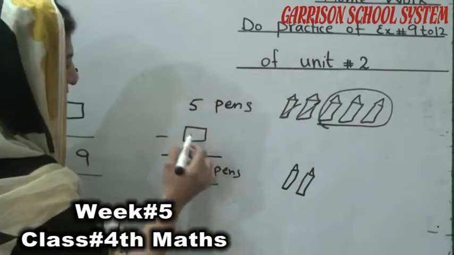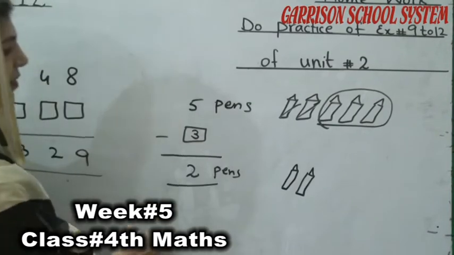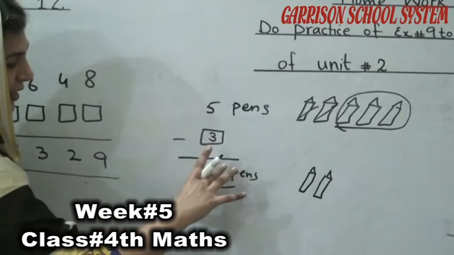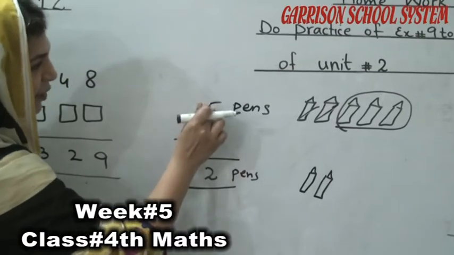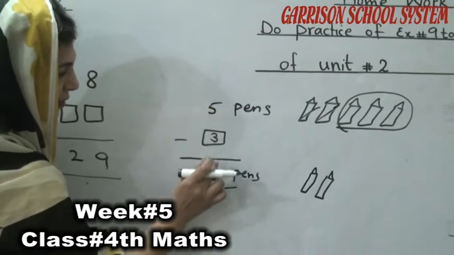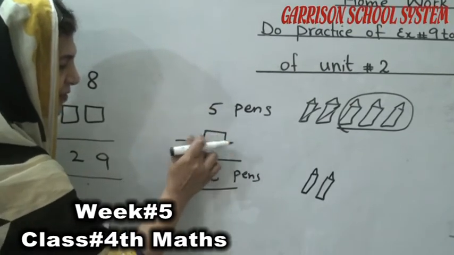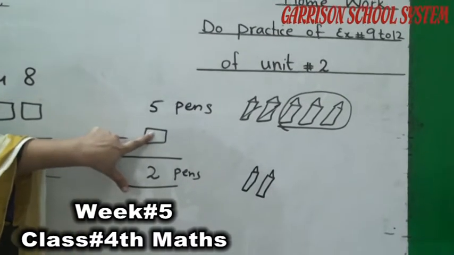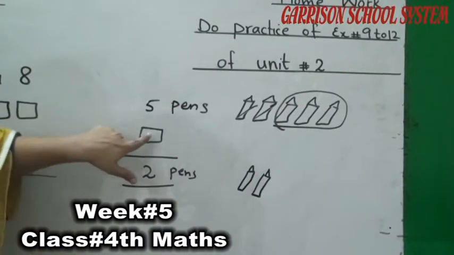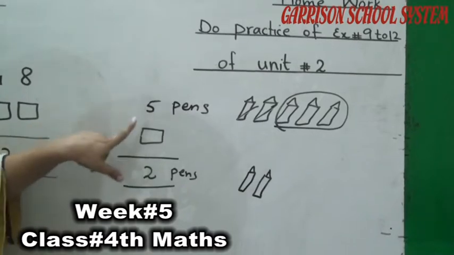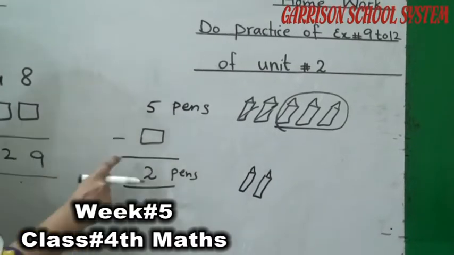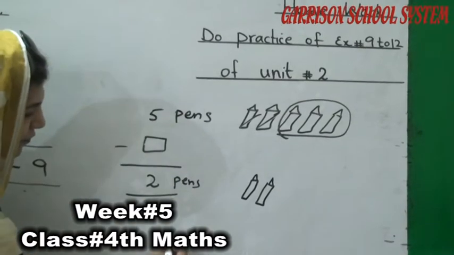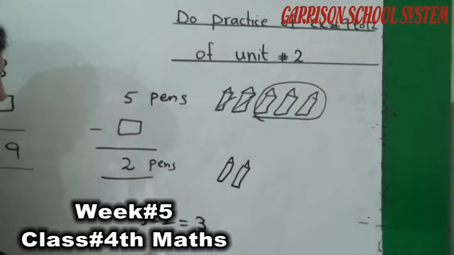I think 3 pens, so I can write here 3. What have we done here? What activity have we done here? Very simple. We subtracted 2 from 5. If we have nothing here, how can we find this number? We have to subtract these 2 from the 5. If we subtract this 2 from the 5, we get 3.